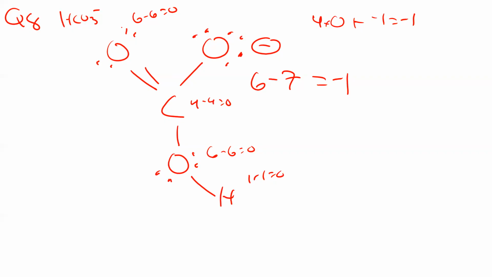So question 10, it says, I think this is question 9. Okay, we're on question 9. Question 9 says draw 2 Lewis structures for a compound with C4H10. Well, the easiest one will just be the straight chain.